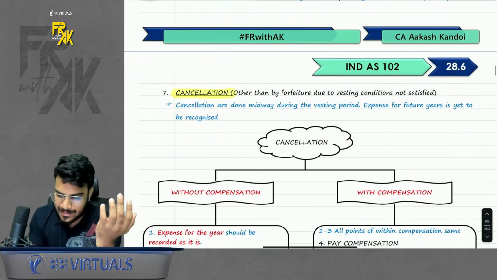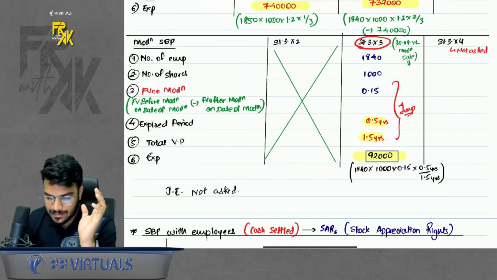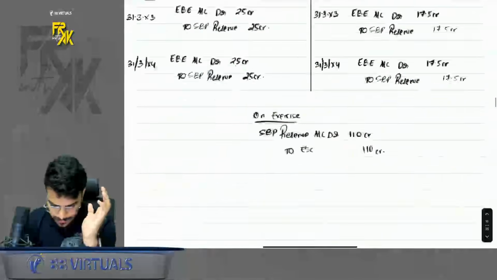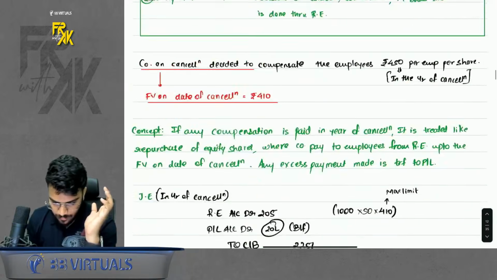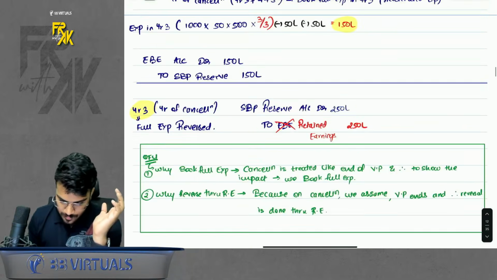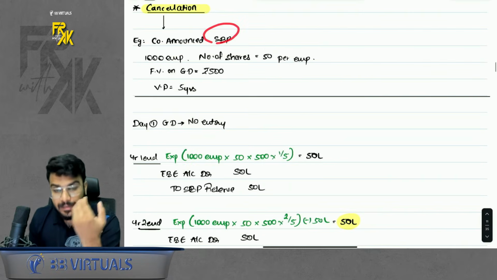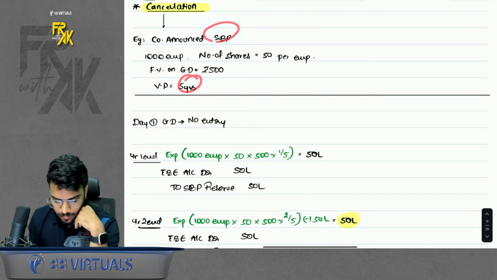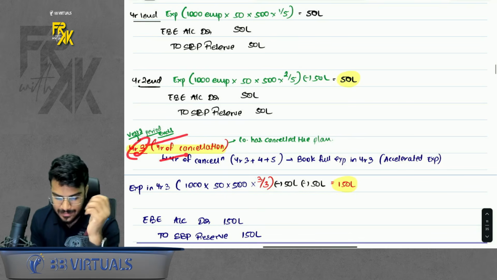Next concept is cancellation. What happens here? So company announces a plan and then cancels it. So now how to account for this? See, the accounting is very simple. I'll show it to you here. Okay. See, so company announced a plan. Okay. SBP plan. And then for 5 years, let's say. Now everything went good for 2 years. You book the expense for 2 years. In the third year, company cancels it.